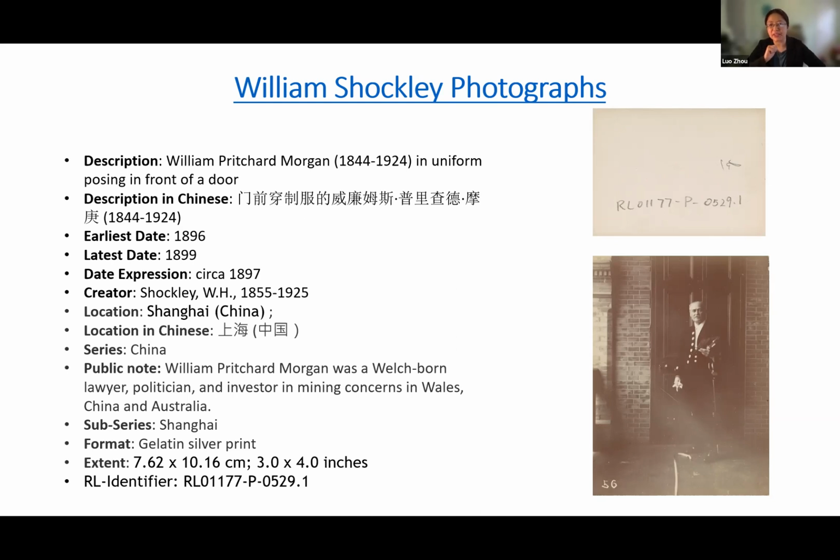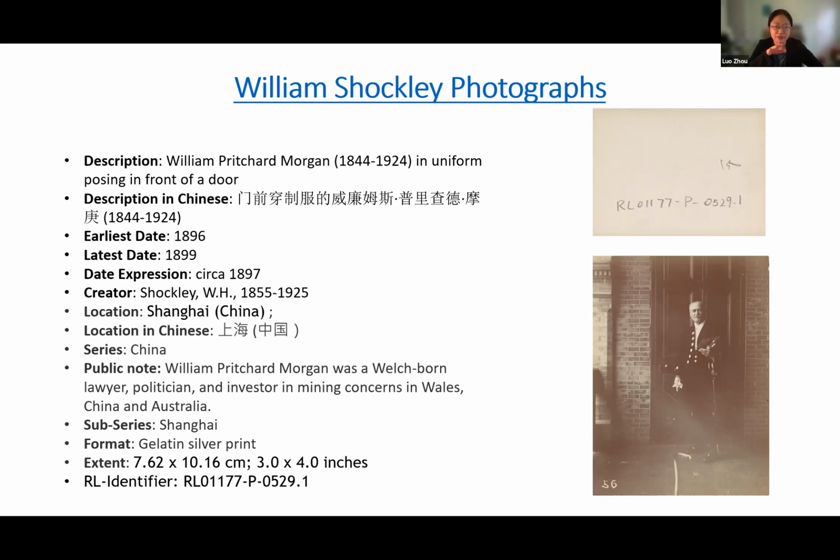This person actually is the boss of Mr. Shockley. He hired him to come to China to do mining surveys. So he's the boss. They came together on their trip in 1897 around the Chinese New Year time. So from all the other text materials that we read and have in the collection, we figure out that's probably the case. So we have the date expressed as roughly, or more likely, 1897.